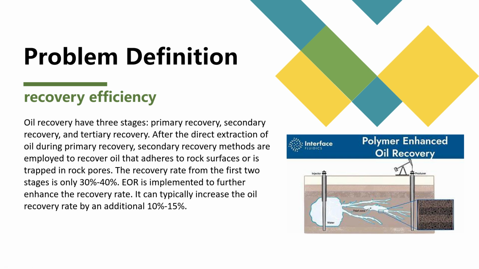In the primary recovery, it is just directly extracting the oil from the underground, and due to the high viscosity of the oil, a significant portion remains trapped in the reservoirs. So we do the secondary recovery. Workers employ water flooding or gas injection to recover more oil, but this method typically achieves only 30 to 40% recovery efficiency.